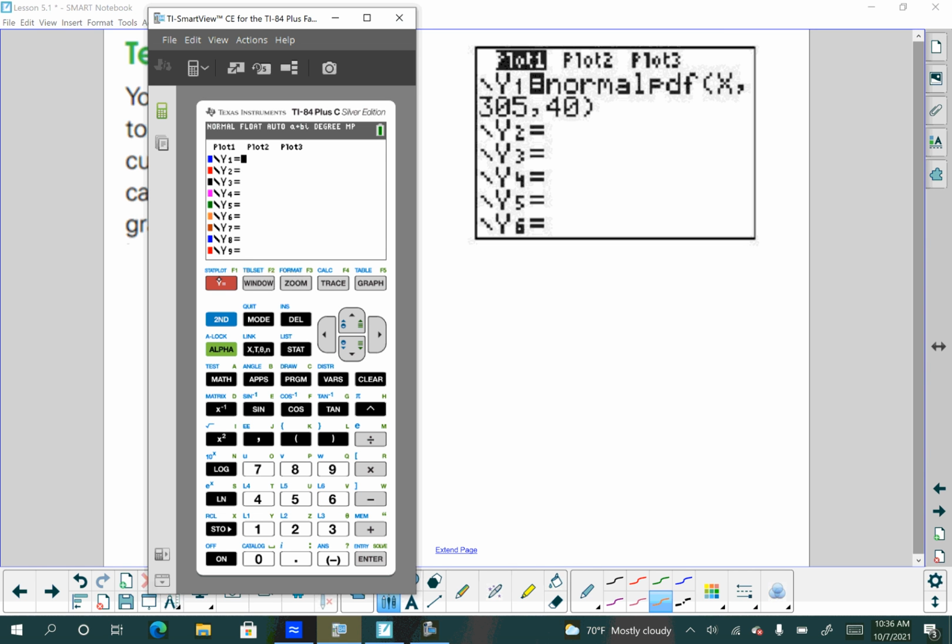I had a few people in first period that had r's here instead of y's. Does everybody have a y? We're okay? All right. Your plot does not need to be on. I don't know why it says that on the top there, so leave your plot off.